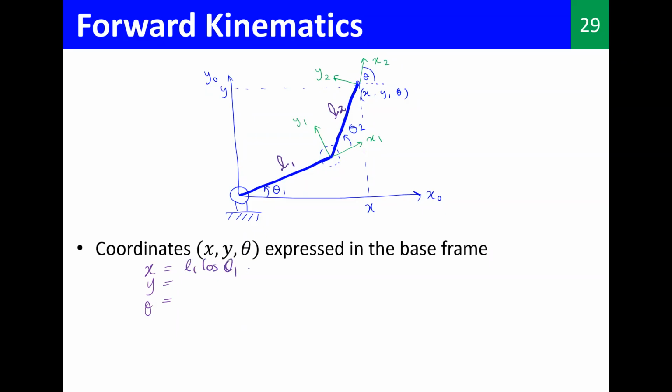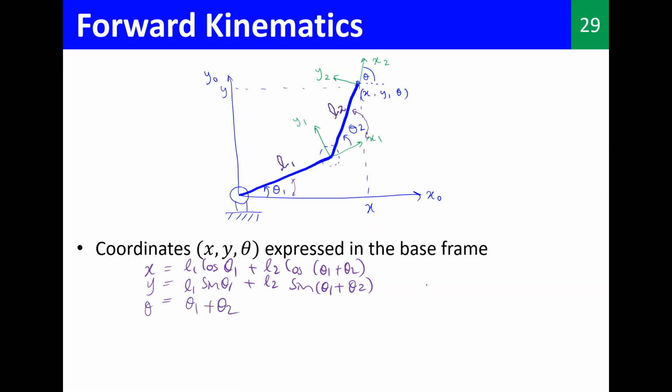So this is simple as that, right? So y should be L1 sin theta 1 plus L2 sin(theta 1 plus theta 2). Okay, so I hope you understood how theta 1 plus theta 2 came, because here this is only this particular angle, right? So we need to add this one. And what is theta? It should be theta 1 plus theta 2, right?